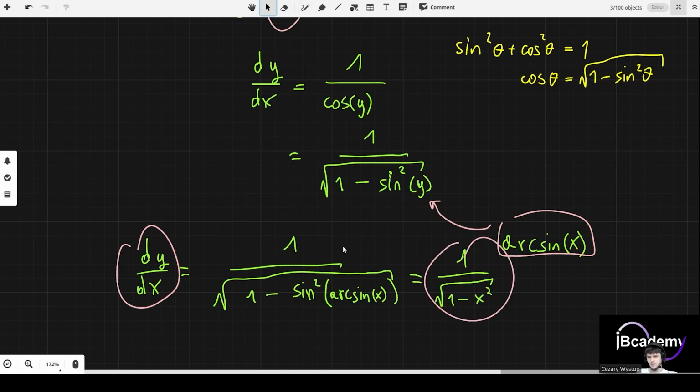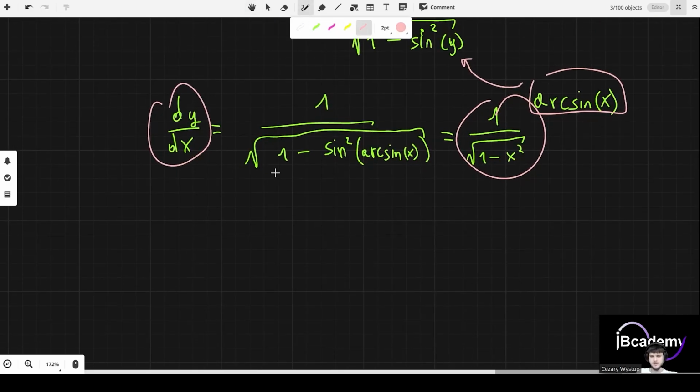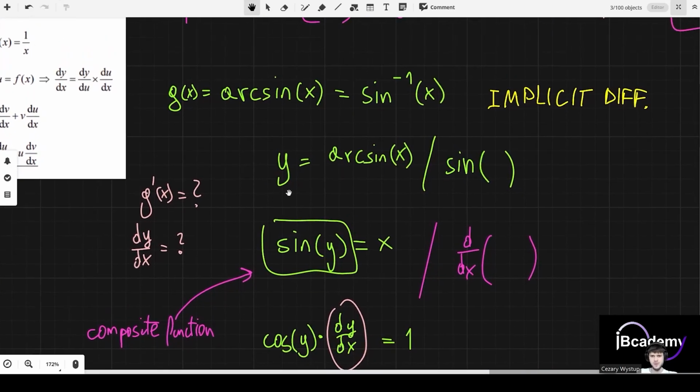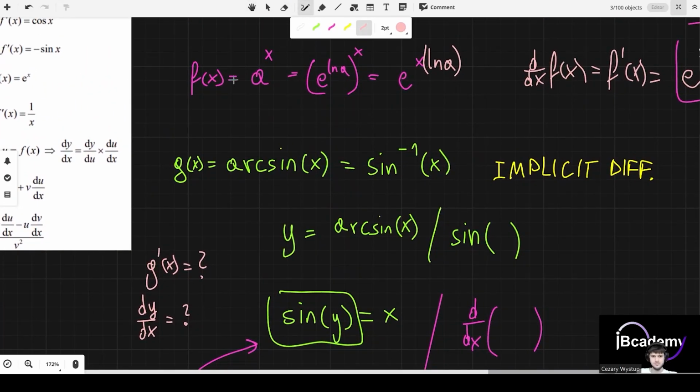That's this expression, right? So we wanted to find the derivative of g of x with respect to x. And what we just found is that it is 1 over root 1 minus x squared. Compare with the formula booklet.